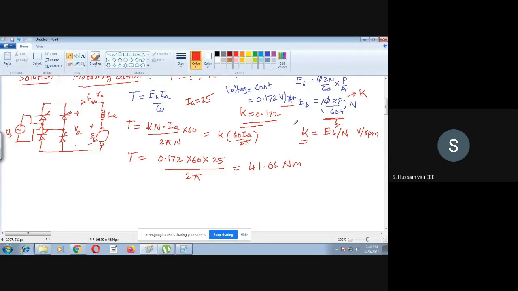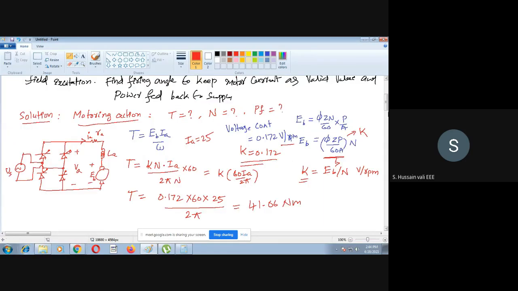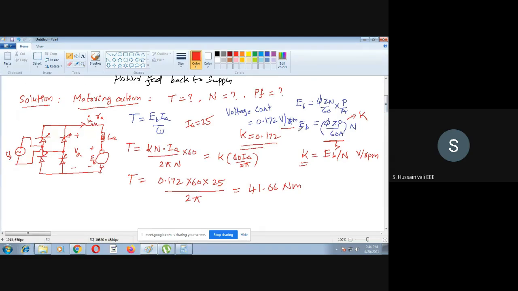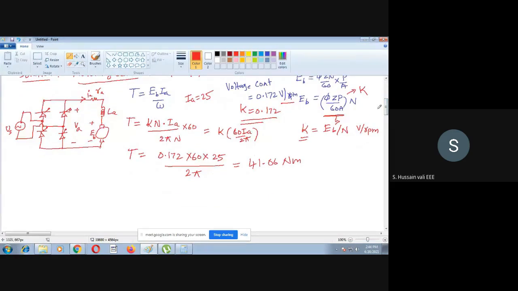What is the next question? Speed. You have to find out the speed. So how can I get the speed? Now we got one equation here. EB is equal to K into N. So this N we have to find out now. What is the value of N from this? The value of N is EB by K.